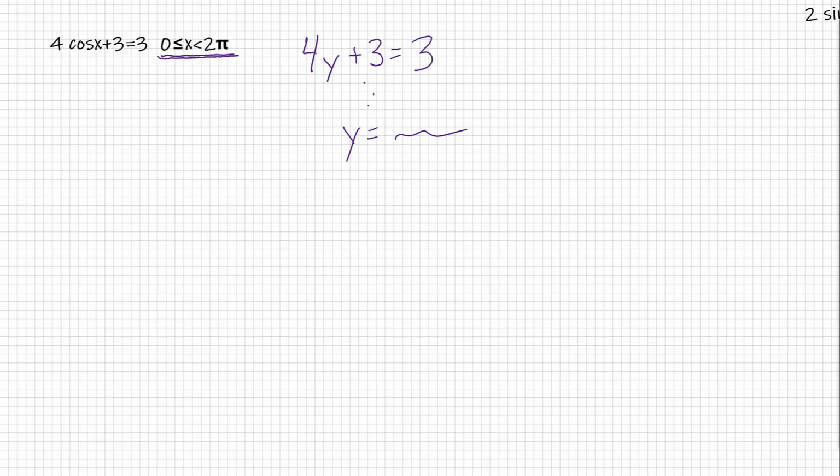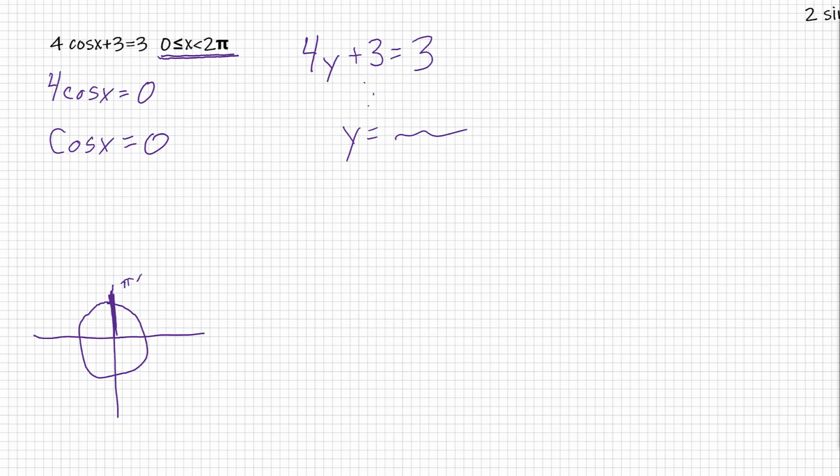So to do this, we will start off with subtracting 3 from both sides. So that gives us 4 cosine x equals 0. And then we'll divide both sides by 4, giving us cosine x is still equal to 0. And now we can look at our unit circle. Cosine is the x value of the unit circle, so that's going to be when x is 0. And that's going to be up here at pi over 2 and down here at 3 pi over 2. So x is equal to pi over 2 or 3 pi over 2.